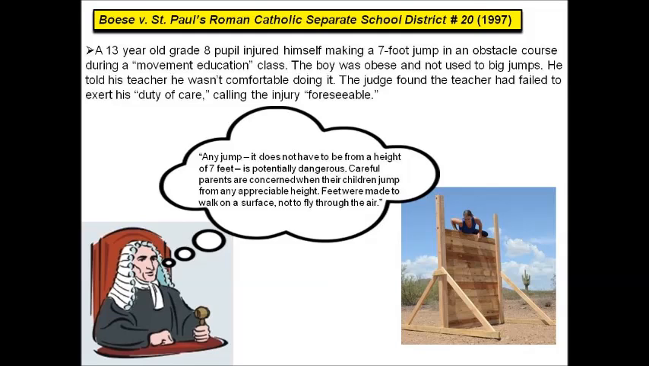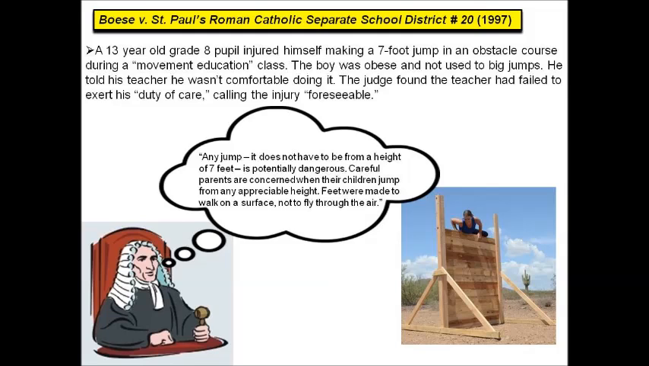Here's another one from 1997, Boise v. St. Paul Roman Catholic Separate School District. Here, a 13-year-old grade 8 pupil injured himself making a 7-foot jump in an obstacle course during a movement education class. This boy was obese, and he wasn't used to big jumps. He told his teacher that he wasn't comfortable with doing it. I don't know if he was pressured, or told he had to do it, or what happened. But he did it anyway, and he went over this wall, and he hurt himself.